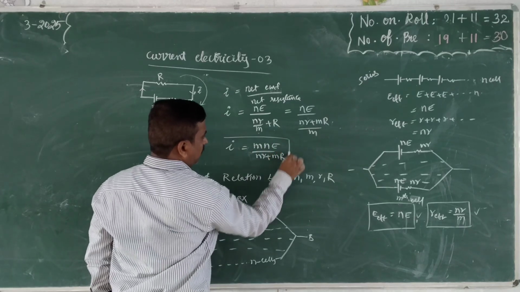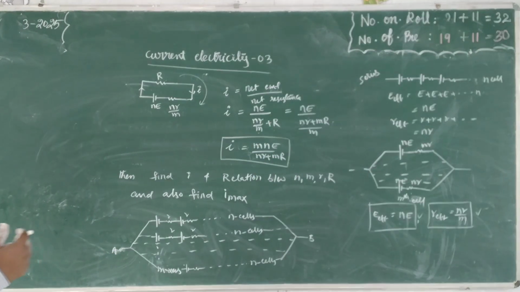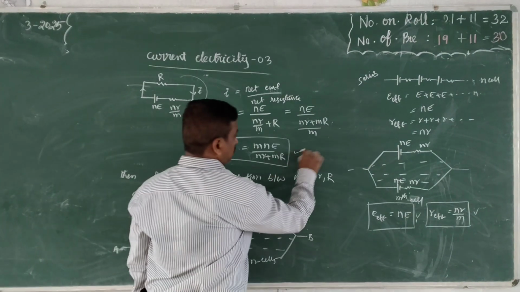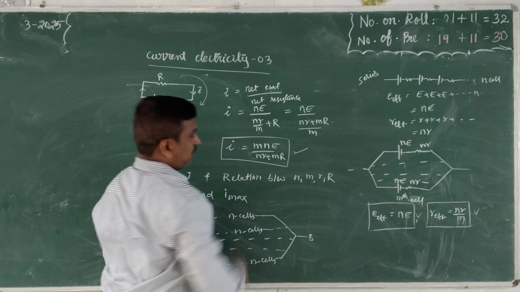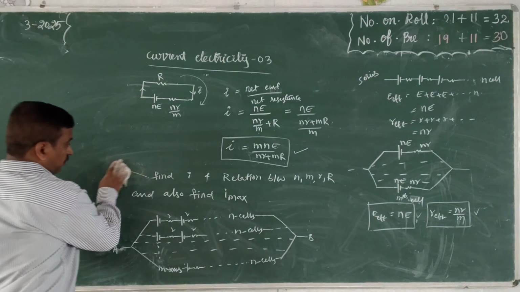It is the current that passes through the circuit when m rows, n cells, means each row contains n cells, which is connected to an external resistor. In that case, what is the current across the external resistor? m n e by n r plus m R. It is the current.